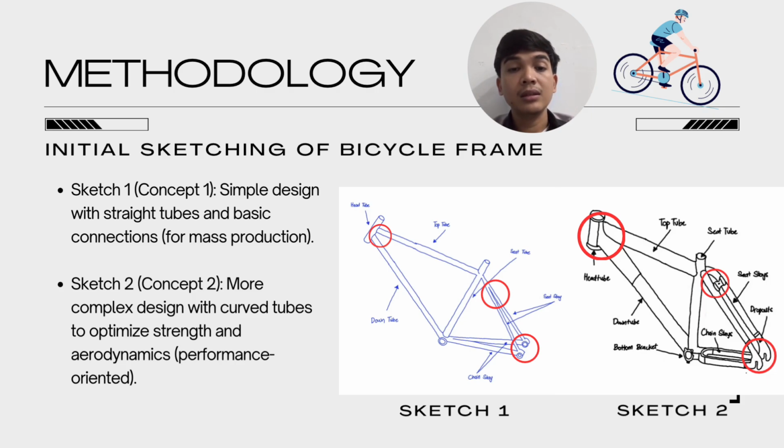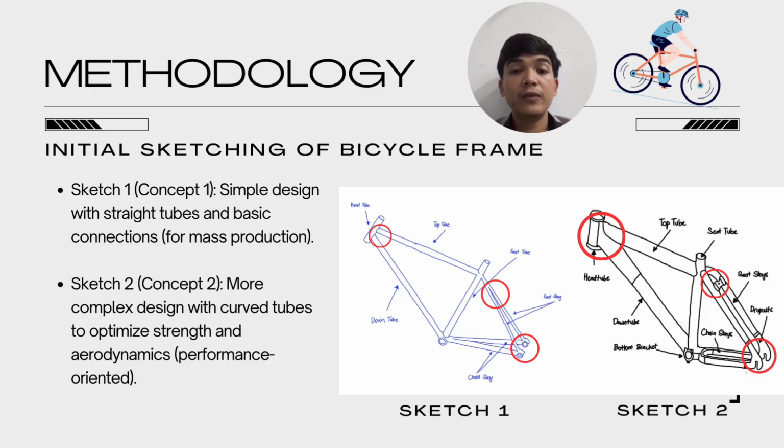Besides that, the curved profile improves aerodynamics by reducing air resistance, which is especially useful for performance or sport bicycles. However, curved tubes are harder to manufacture and may cost more due to the forming and precision needed during the production. And the last concept is concept 3.